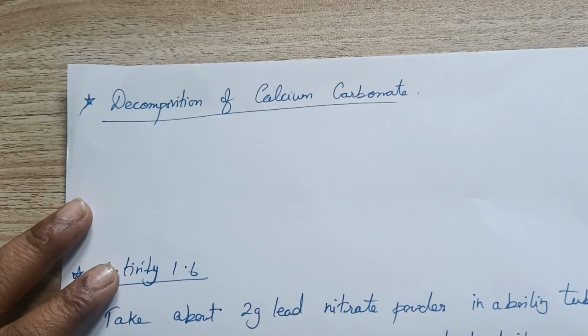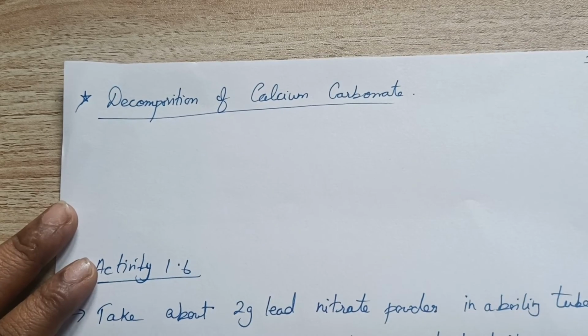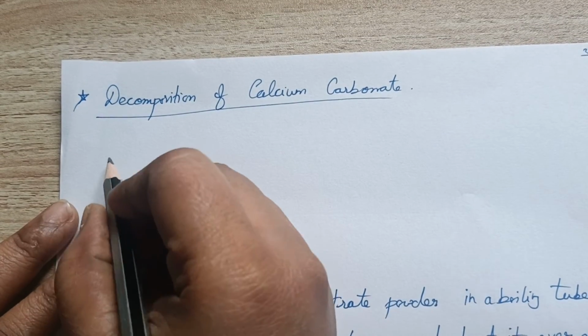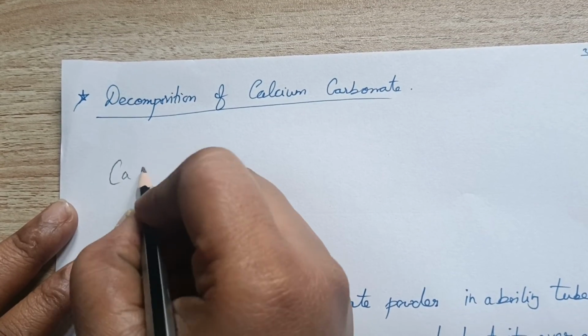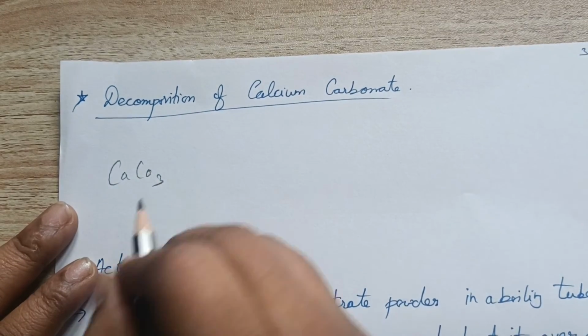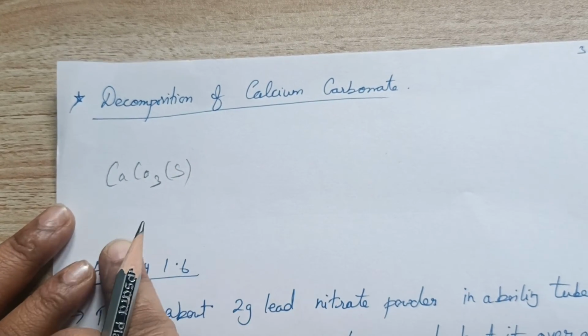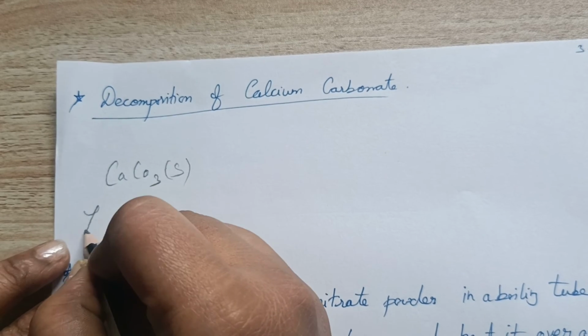Next one is decomposition of calcium carbonate. First we will write the formula. What is calcium carbonate? CaCO3, calcium carbonate. This is solid. The common name for this calcium carbonate is limestone.